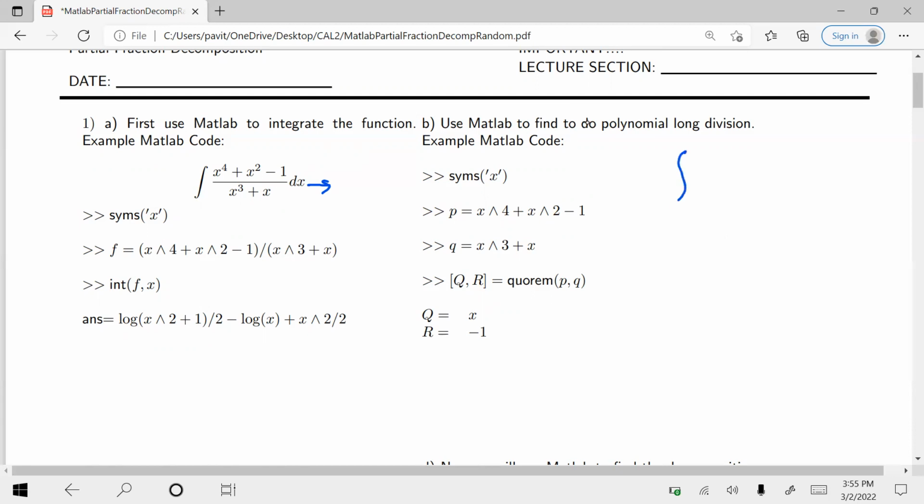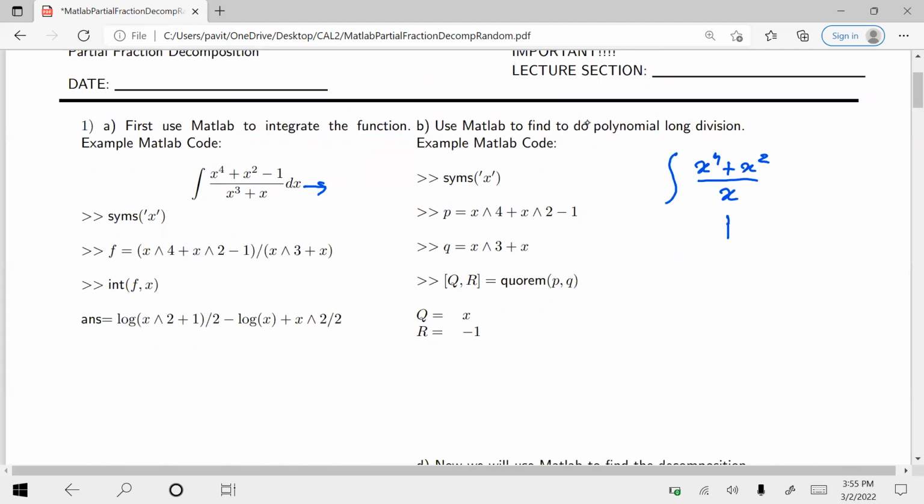Now, let's say I have x to the power of 4 plus x squared, divided by x. Instead of applying it to the whole function, what can I do? I can integrate this separately, right? Plus x squared divided by x. Agree? Now I can divide: this becomes x cubed, this becomes 1. Now if you integrate, you will get the answer.